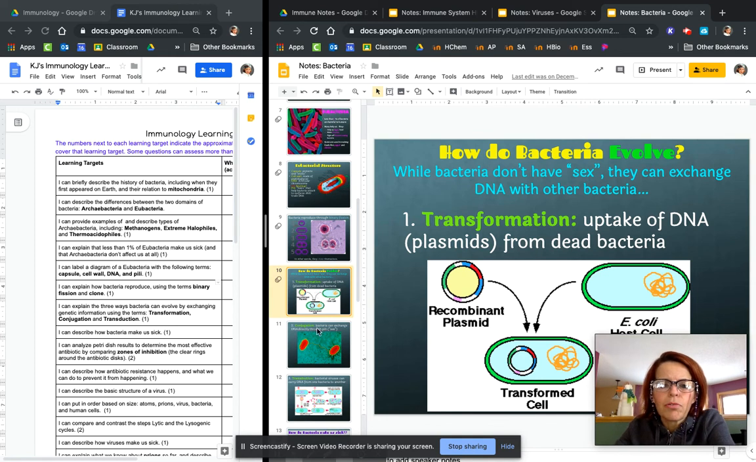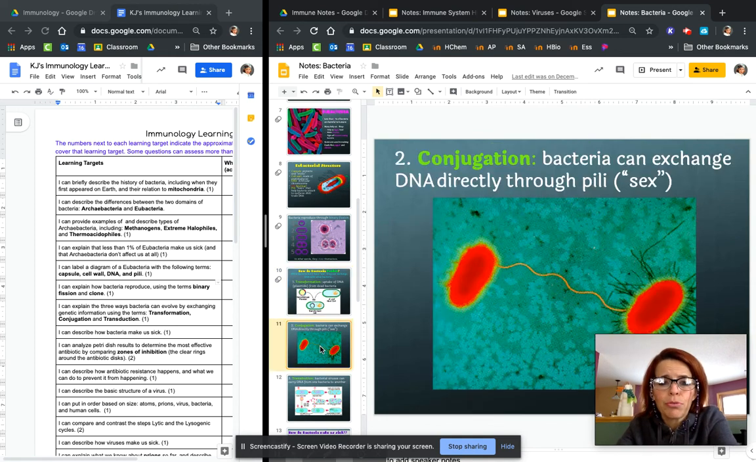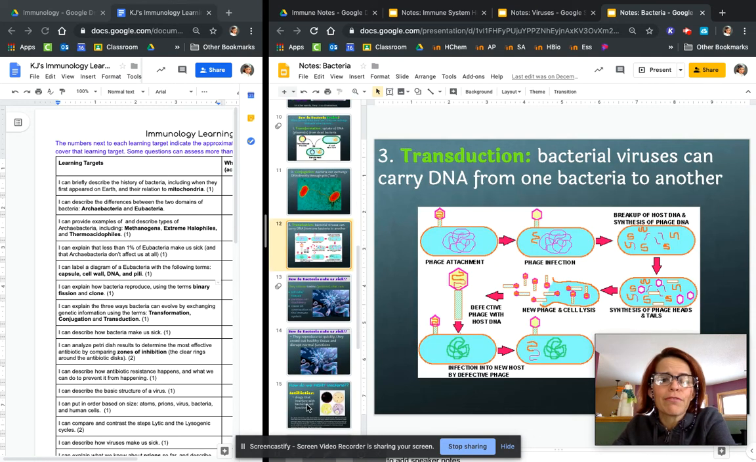They can also exchange DNA through their pili, called conjugation. It's sort of like sex, only they don't have male and female. Or they can get DNA from a virus that's picked up DNA from one bacteria and infected it into another bacteria. But those are the three ways that they can evolve and get new DNA.